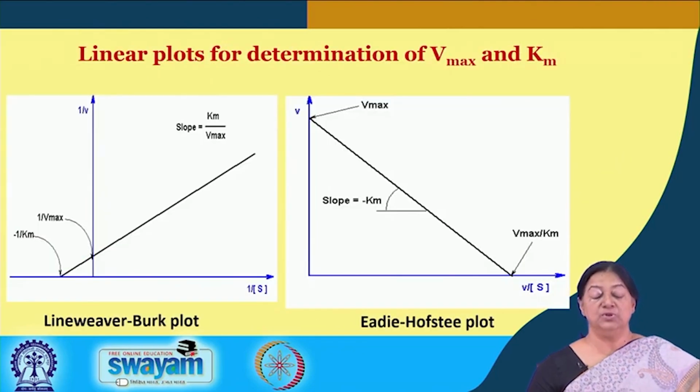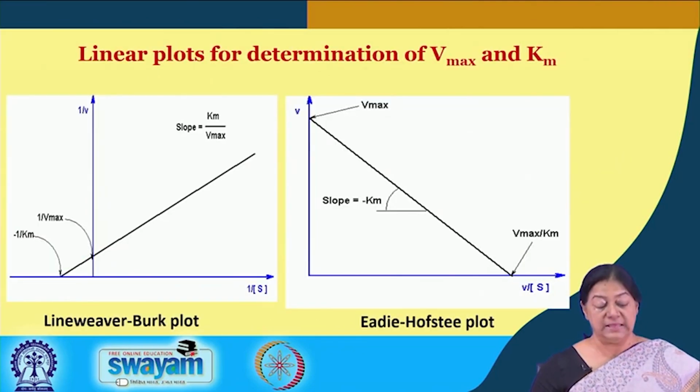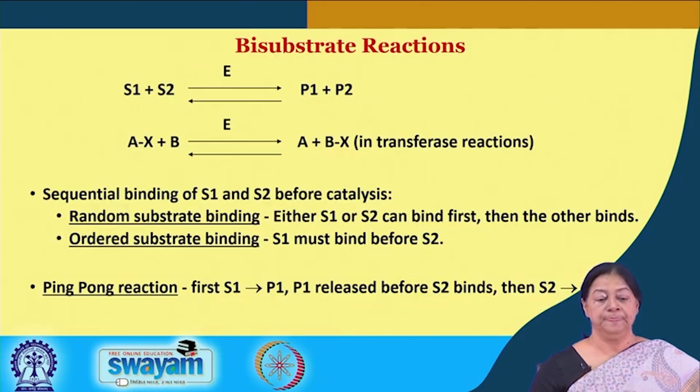There are other plots also that can give you the Vmax and the Km. Another common plot is the Eadie-Hofstee plot, but the Lineweaver-Burk plot is used more often for enzyme kinetics, and this will be demonstrated to you in the experimental part of this lecture.